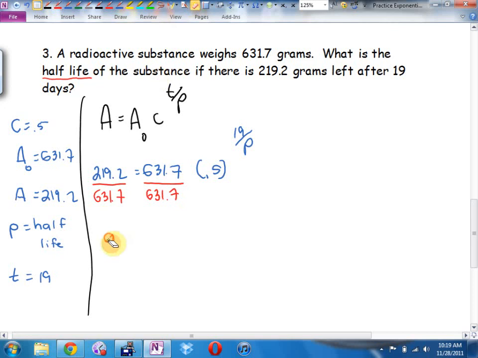Ashley, where's the variable sitting? You know what I'm going to have to do? What am I going to have to do if my variable is sitting in an exponent, folks? Log both sides. See how clever I was? I left a space after the equal sign to put the log in there. Ooh! Smart. That's pretty good.